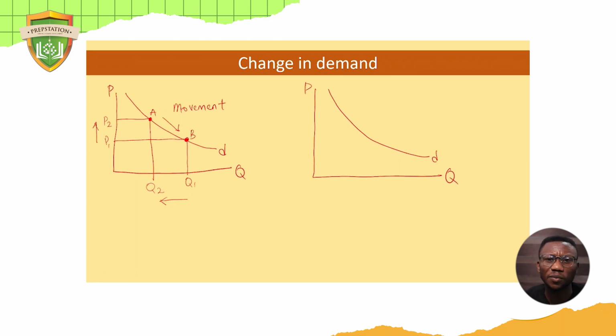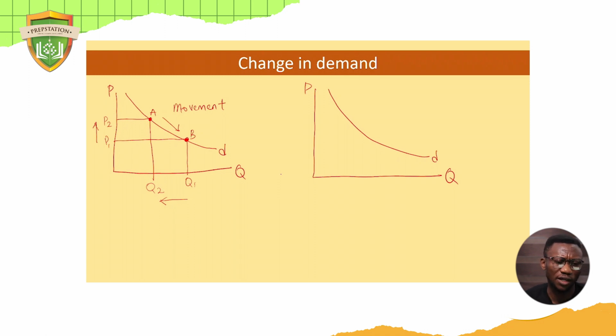What if another factor of demand changes apart from price? Because here we've been dealing with price and quantity. But if there's a shift, that means a different factor apart from price has changed. Example, the price can remain the same and you have more money.